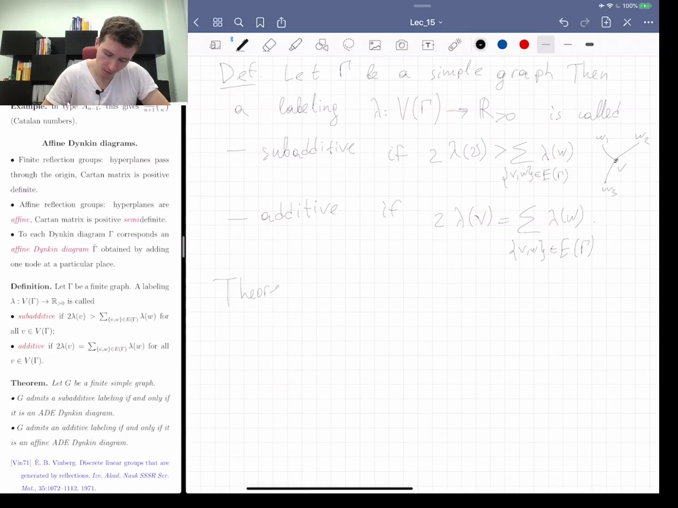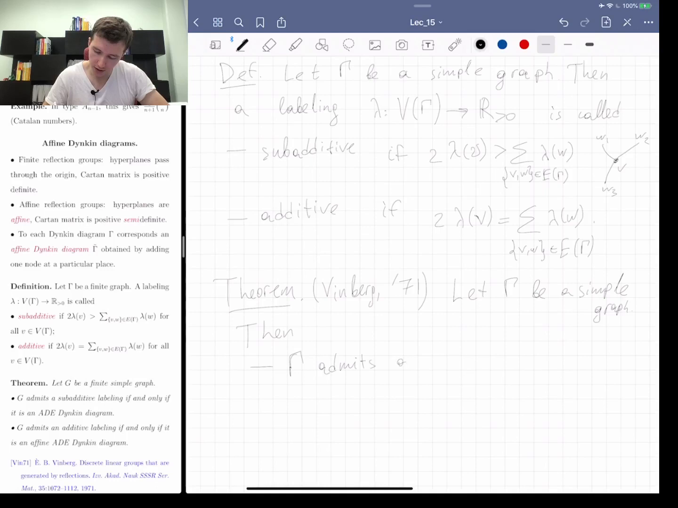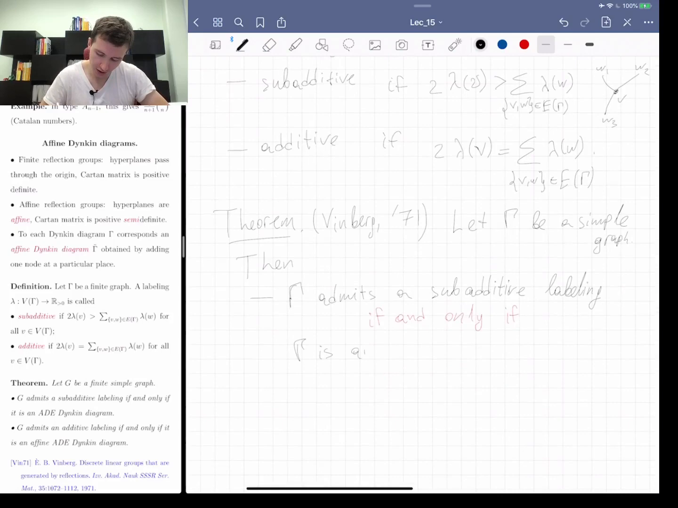Winberg, 1971. Okay, let gamma be a simple finite graph. Then there's two statements. The first statement is that gamma admits a sub-additive labeling if and only if, what? I mean, that's a pretty cool theorem, right? If and only if gamma is an ADE Dynkin diagram.